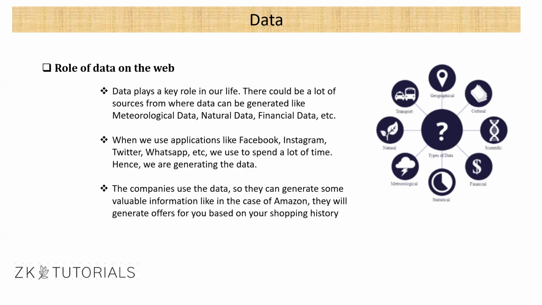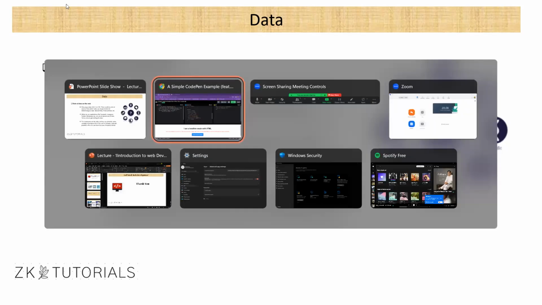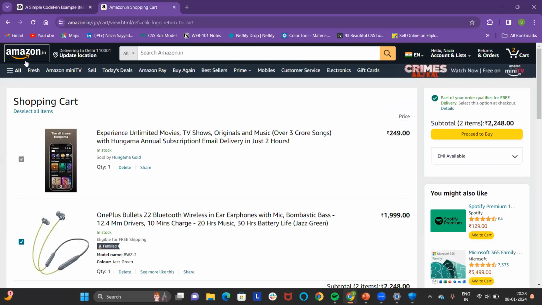According to your shopping history, where you have interest, they get to know what kind of person you are, what you like or dislike. So according to your likes or dislikes, they will generate offers for you. Or if there is any product you want to buy, let me tell you with an example. Like I go to Amazon, right?